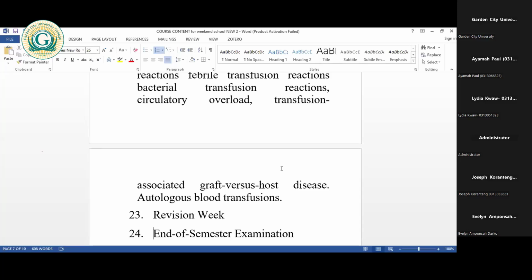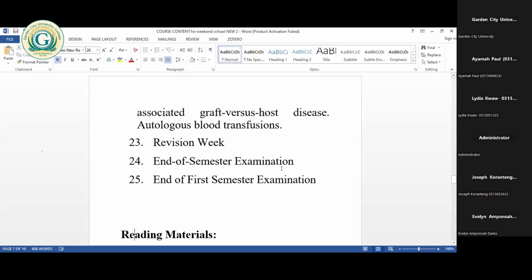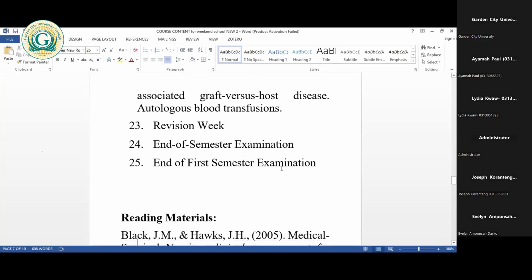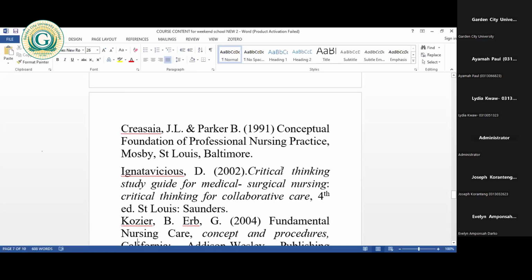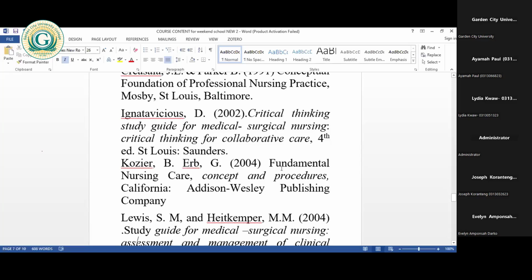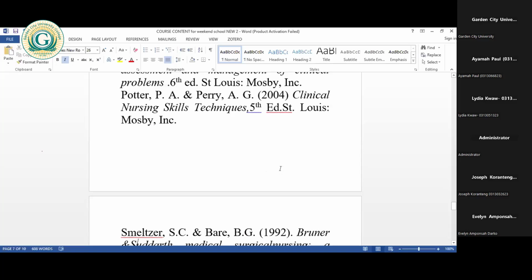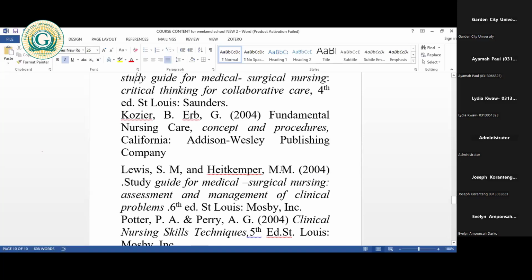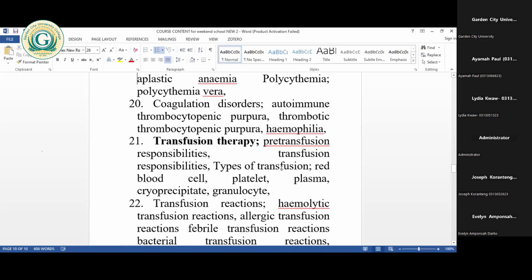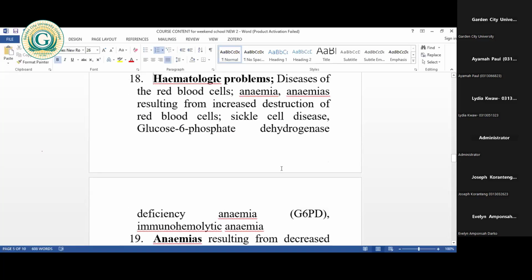All right, so we look at revision week and end of semester presentations. We look at the reading materials here. It has been updated, and I'll give you the updated version very soon so that you can read these materials. Okay, so I have just mentioned one rule for you to follow.